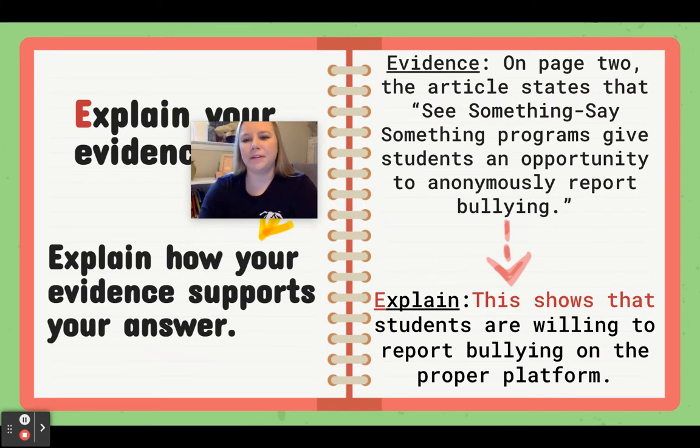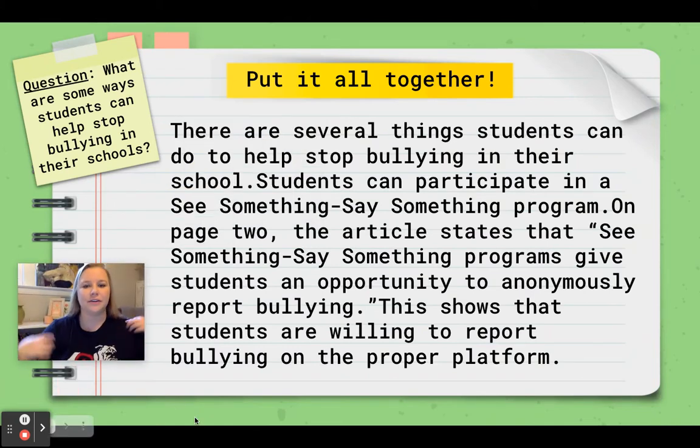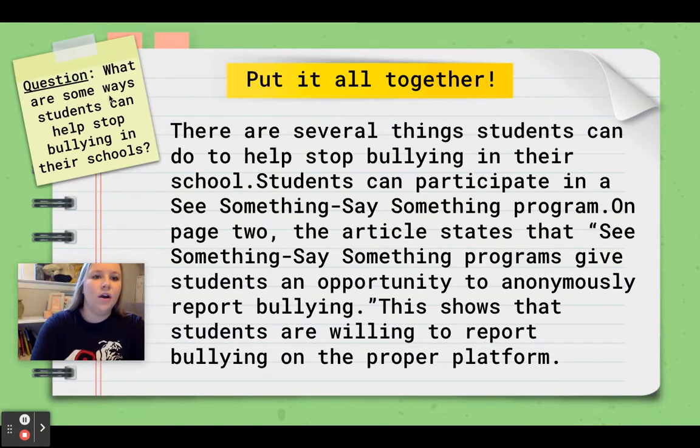Your last step in the RACE model is just to put all of this together, your R, your A, your C, and your E. And look at that. We have one awesome response to the question, what are some ways students can help stop bullying in school? Now let's count our sentences. 1, 2, 3, 4. This is only 4 sentences. Is that even a complete paragraph? No. So what do we do to beef up this paragraph a little bit more?